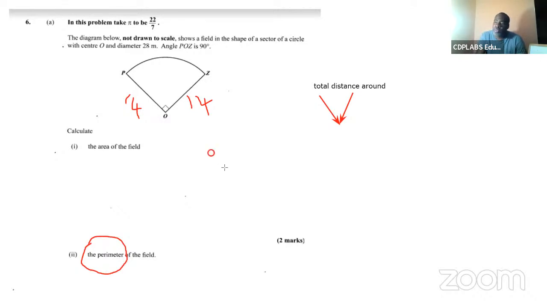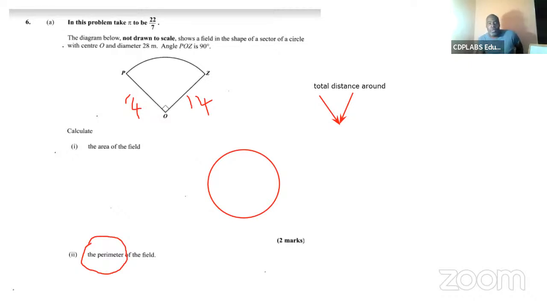Note now. Here's a circle. The entire distance around the circle is called the circumference. But a part of this circumference here is what we call an arc. So the question then, what fraction of the circumference?